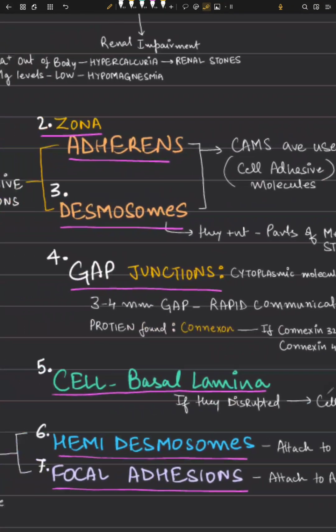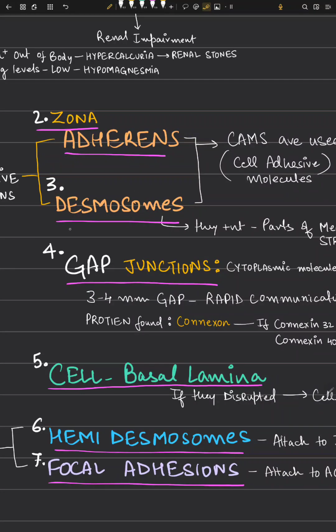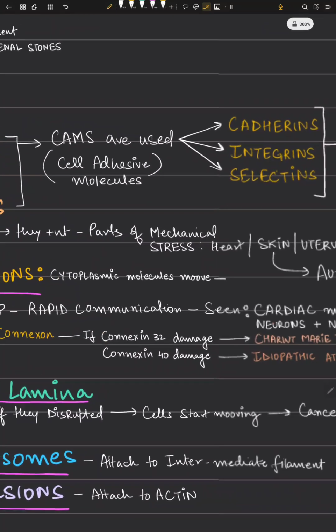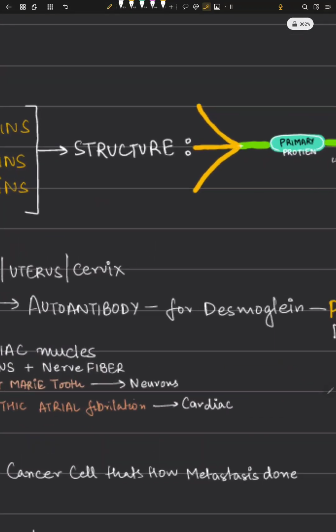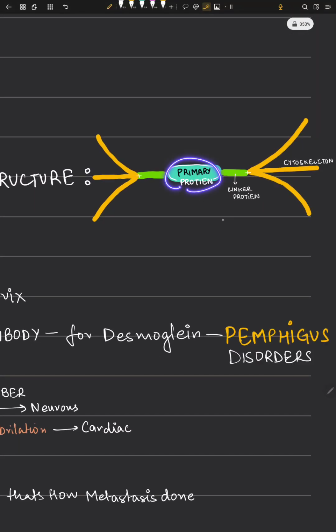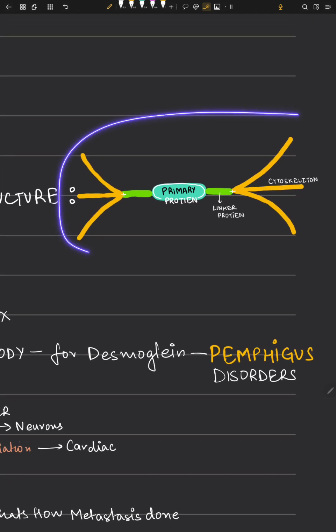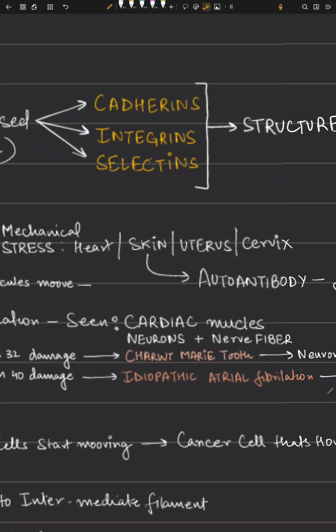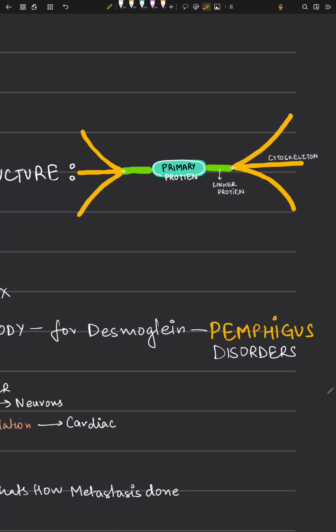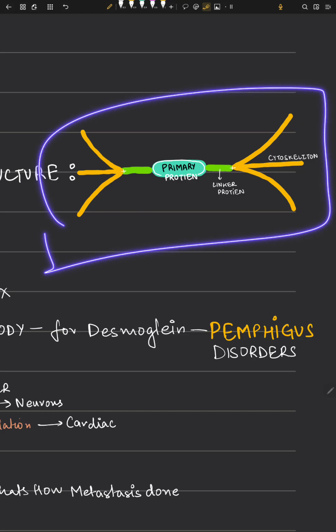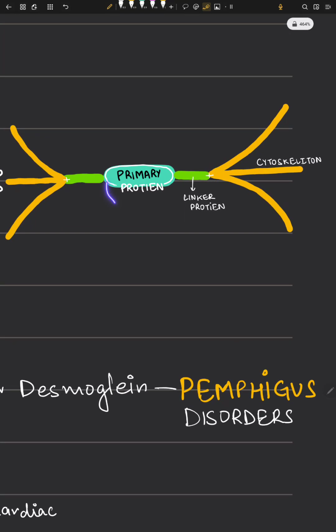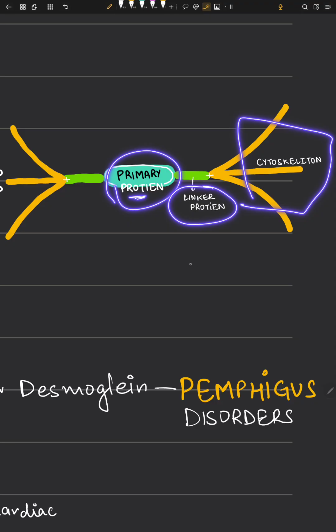Let's study the structure of a basic adherens junction or a basic desmosome. Note that the parts of a desmosome might have different names, but the structure remains the same. The primary protein remains a primary protein. They may be named differently in desmosomes, and I don't remember the names, but I should. So the structure more or less remains the same. In this structure we can see there is one primary protein, then there is a linker protein, and then there is the cytoskeleton itself.